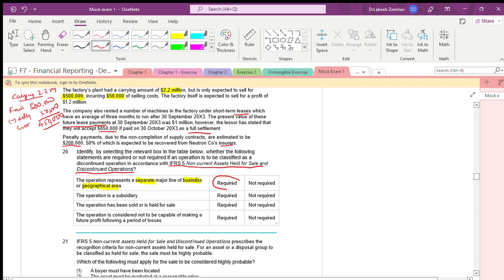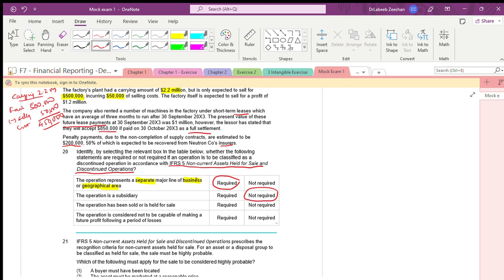Required. Second one, you have to tell. The operation is a subsidiary. Yes or no? Is it a subsidiary or is it not a subsidiary? No, it's not a subsidiary. Good. Not required. It is not a subsidiary, it is a separate line of business.